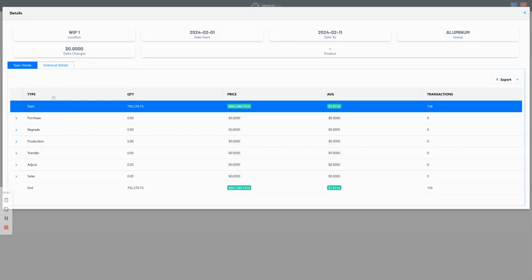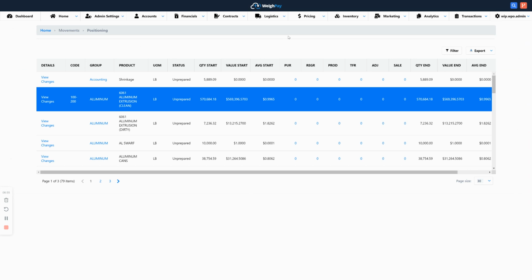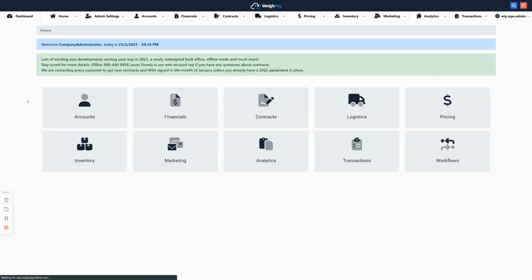So again, in the date range that I just pulled, there were no purchases, there were no regrade sales in this product. We also get into historical details as well. So a very complete inventory system. So if we go back to our touch menu, you can see here that we can get even into workflows, etc.